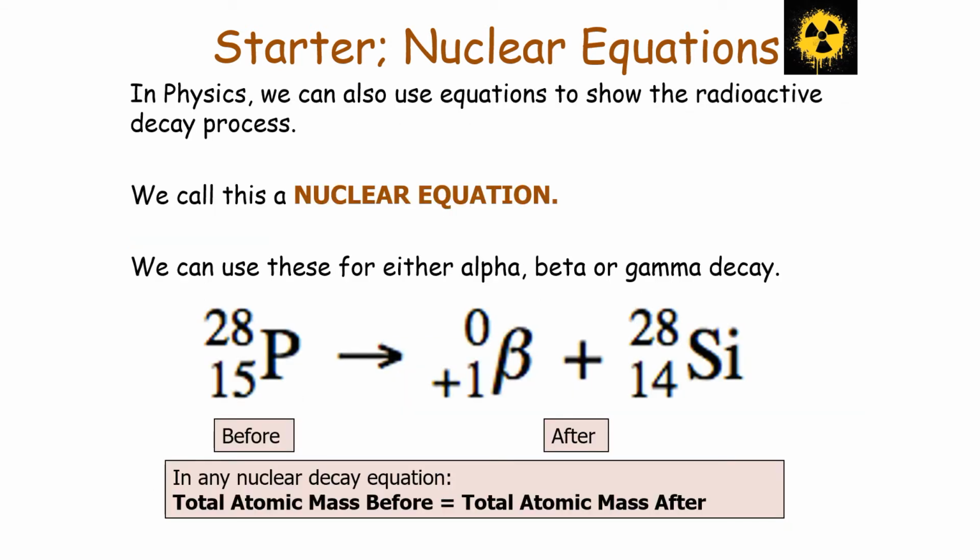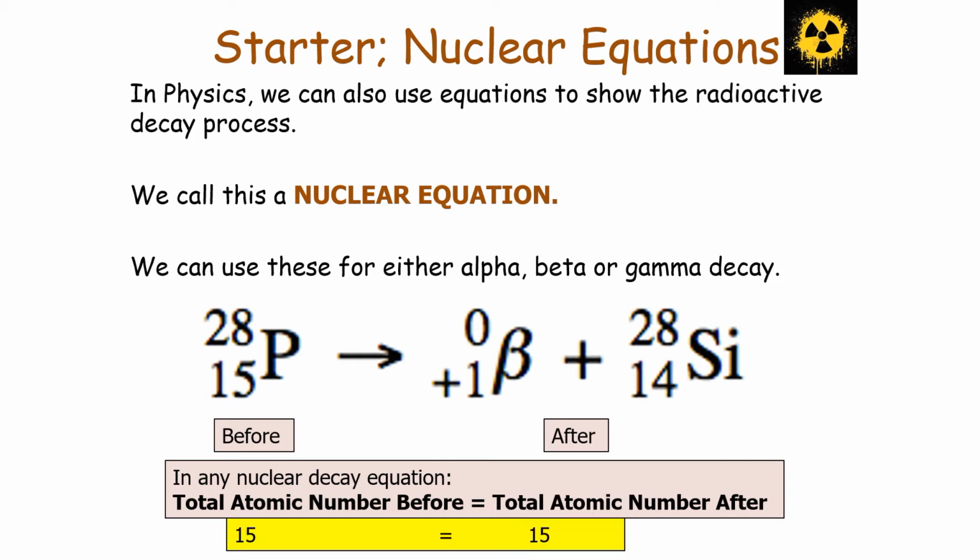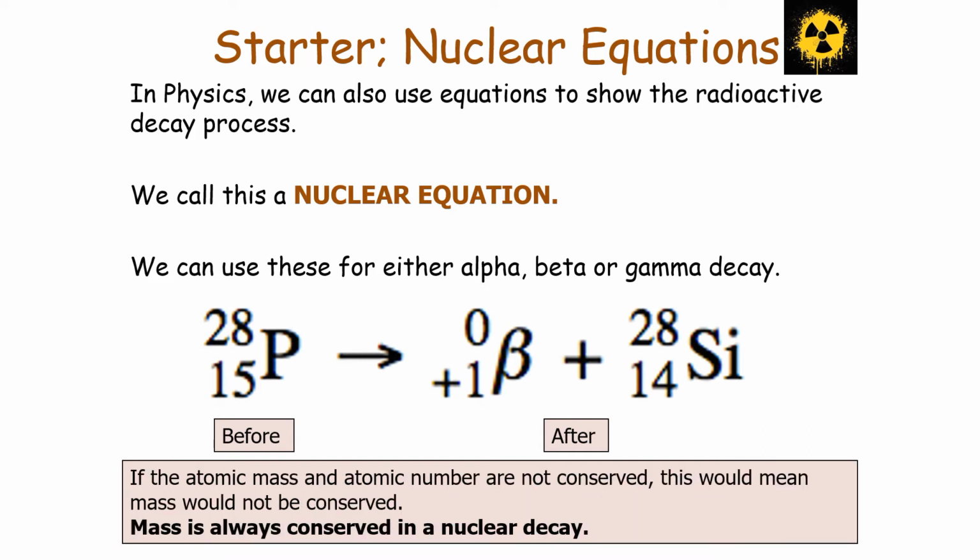Now in any nuclear decay the total atomic mass before has to equal the total atomic mass afterwards, which in this case is 28 before and 28 afterwards because it's 0 plus 28 afterwards. And as well as that, in a nuclear decay equation the total atomic number before has to equal the total atomic number after. In this case it's 15 before and 15 afterwards because 14 plus 1 equals 15.